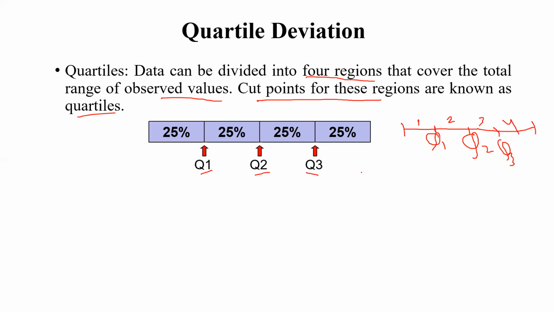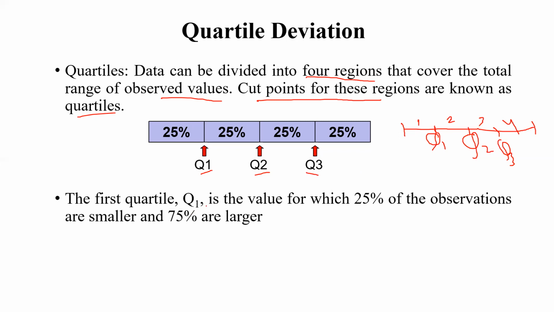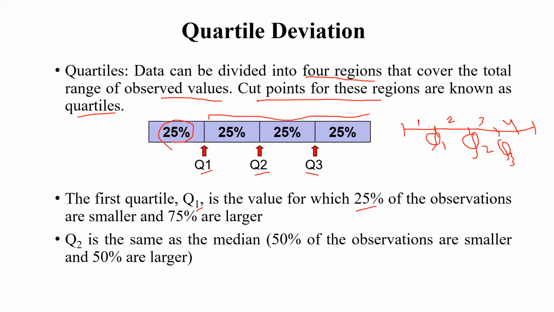Now a few concepts we need to understand. The first quartile, which is Q1, is the value for which 25% of the observations are smaller, and 75%, which is from here to here, are larger. And Q2 is the same as the median. Median, as we know, divides the whole data set into two equal parts. So Q2 equals median, and we can say 50% of observations are smaller and 50% are larger.